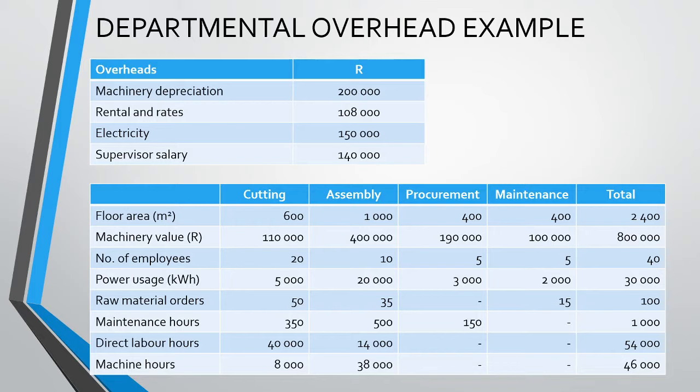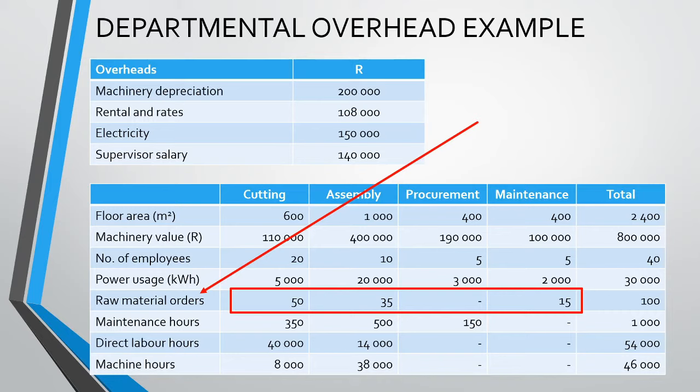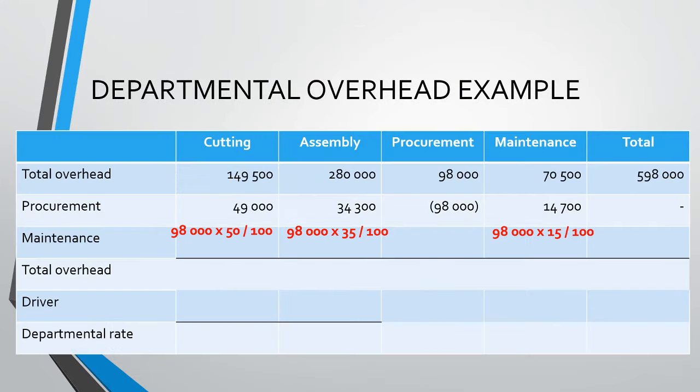Remember now that we need to allocate out procurement based on the data that best represents its usage by the other departments. If you watched our video on the direct allocation method, you should remember that procurement relates to the purchasing of goods or services, and so we selected raw material orders as our means of allocation. So now we need to allocate procurement to the cutting, assembly, and maintenance departments. So 50 out of 100, being the total, will go to the cutting department. 35 out of the 100 raw material orders will go to the assembly department, and 15 out of 100 will go to the maintenance department.